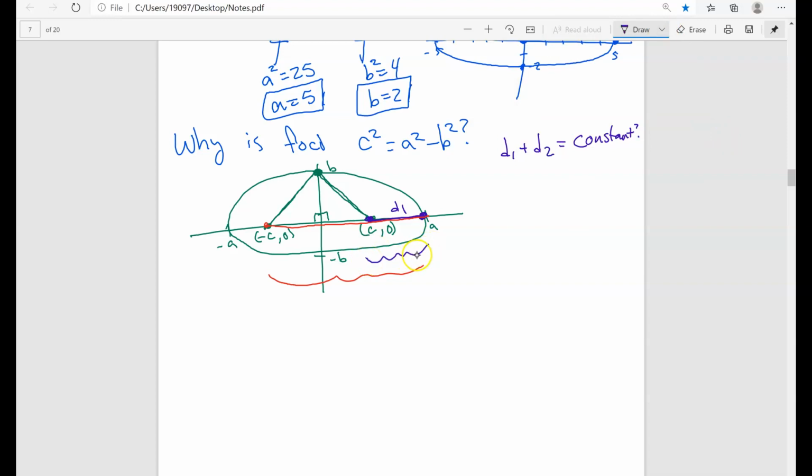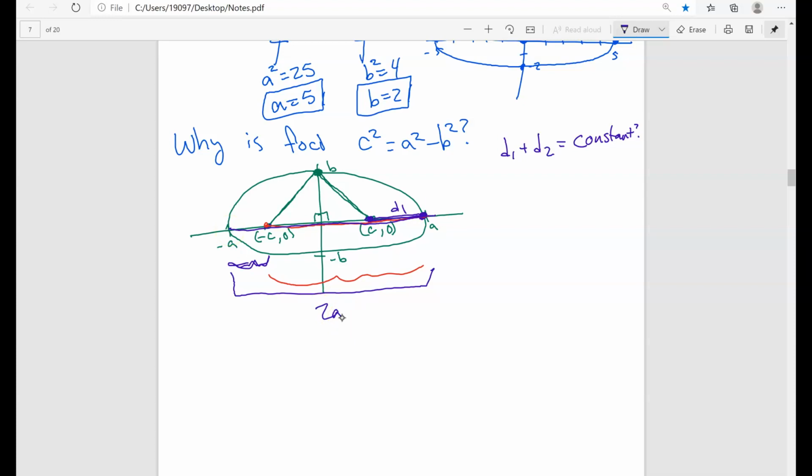But isn't this purple part just the same thing as this purple part? Right? Because essentially, they're basically symmetrical. So this purple part is basically the same thing as this purple part. Well, if I add this purple part and I add this red part, what am I going to get? Well, isn't that the whole length of the major axis? Yeah, so the whole length is 2a.